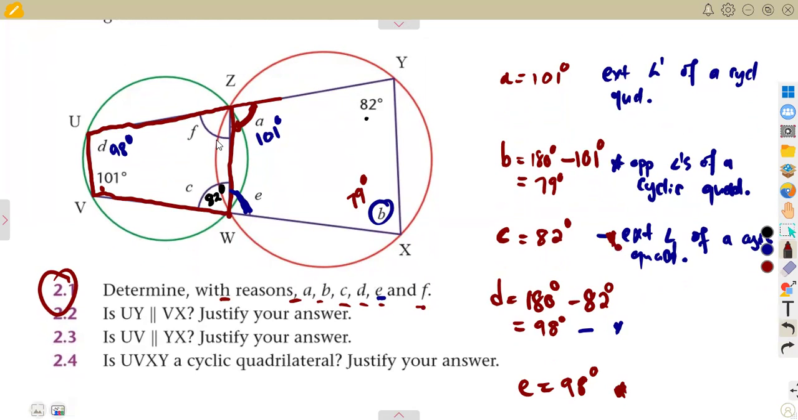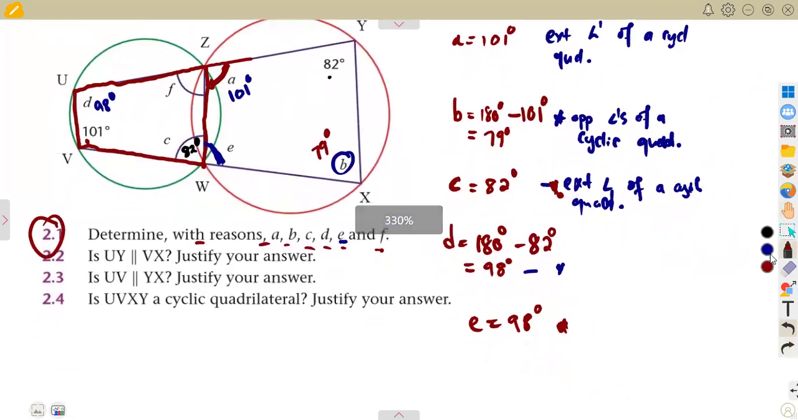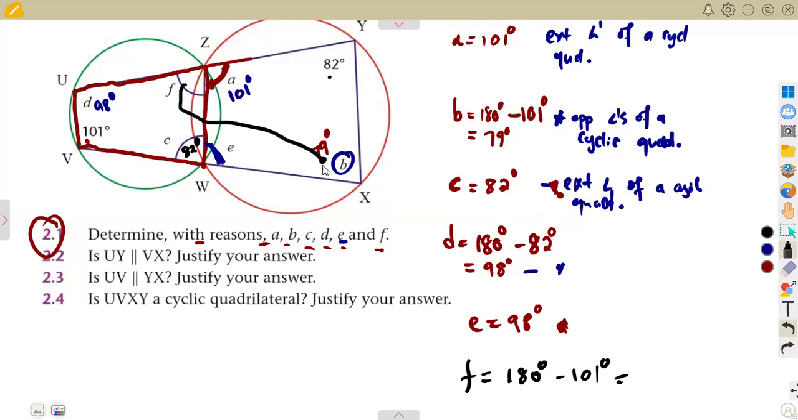Then for F, we can use this concept of opposite angles of a cyclic quad, or you can use angles on a straight line, because A and F are found on a straight line. So either way, you're going to obtain your angle F. If you use the concept that opposite angles of a cyclic quad are supplementary, it was going to be 180 degrees minus 101 degrees. Or you can use angle F is equal to B, the exterior angle is equal to the opposite. There are so many ways that you could have used there.